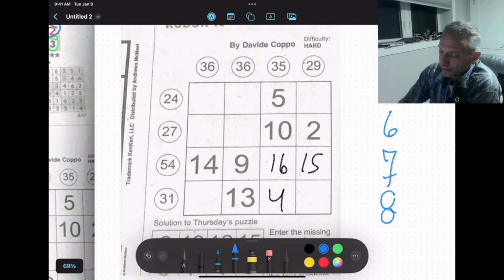Here's where it was meant to be started. This is all we can have here. 14 plus 9 is 23. From 54 is 31. 31 is 16, 15. You can't have 15 here because 15 plus 10 is 25 plus 5 is 30 plus 5 down here would be 35. But 16 plus 30 is 26 plus 5 is 31 plus 4 is there.